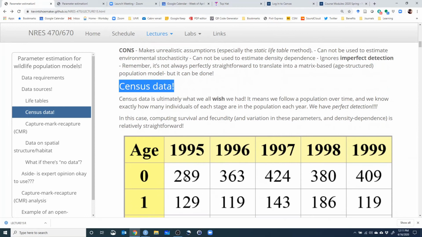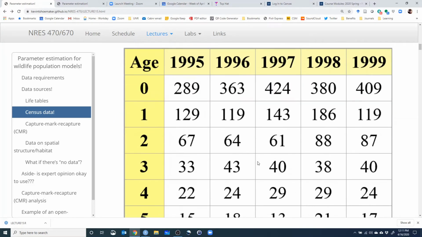This is exactly what we wish we had, because we can estimate just about everything we would want to estimate, all the parameters we want to estimate for a population from census data. All right. So let's just look at this for a second. How can we estimate, for example, the survival through the first year of life? Just think about that for a second.